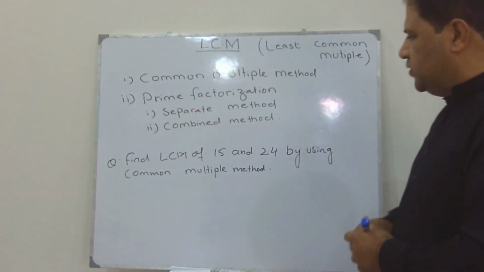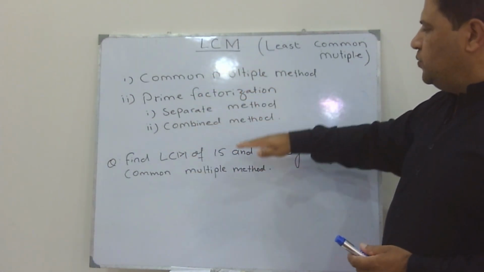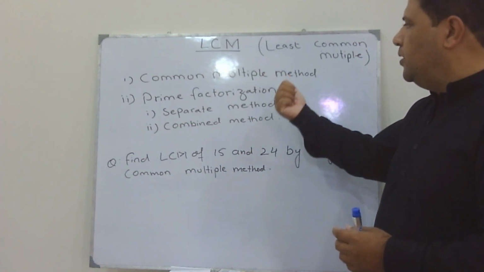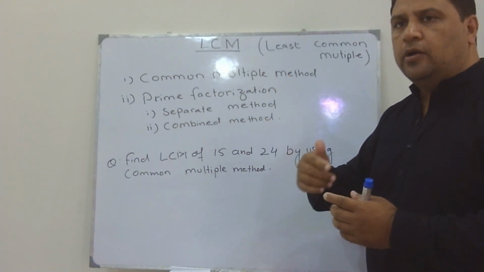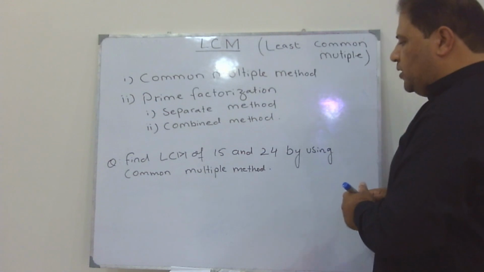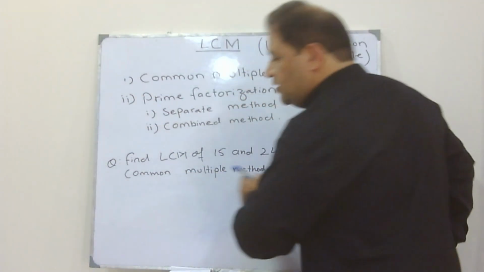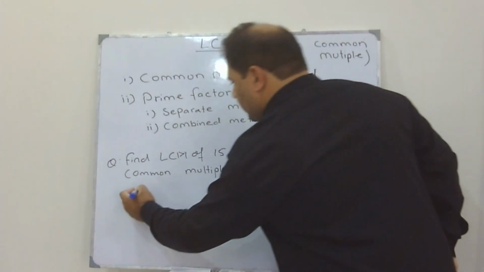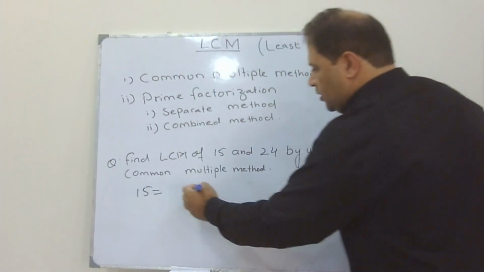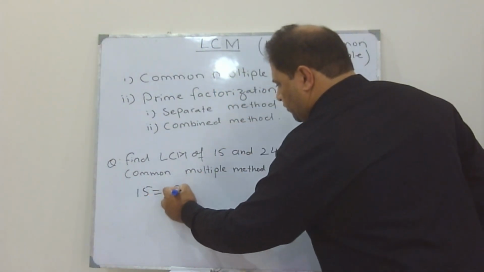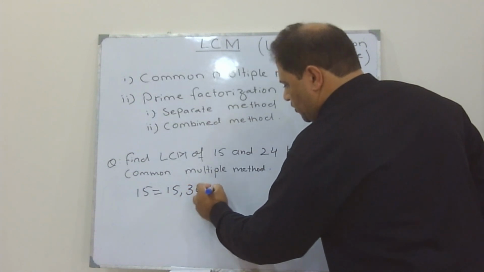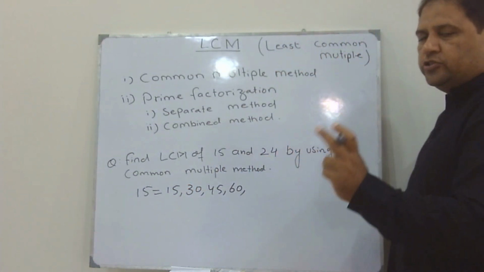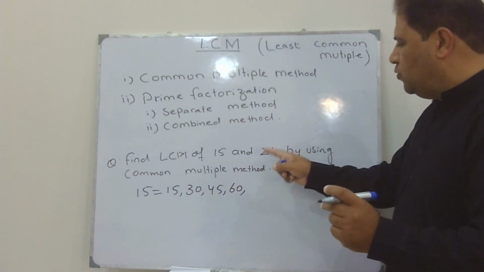For example, in this question, first we will find the table of both numbers. As you see, a multiple means multiplying the number again and again. So the name comes from the multiples of the numbers. For example, 15 is there. Now we will write the table of 15 over here: 15, 30, 45, 60.